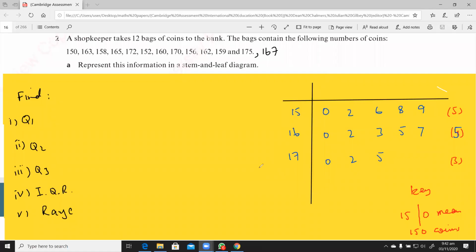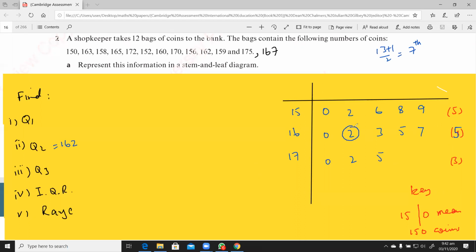Okay, we start by finding the median. We have 13 observations, so this is going to be 13 plus 1 over 2. That is 7, which means the 7th observation. So we have 5 here, 6 and 7. Now this is the median here. So the median is 162 coins.